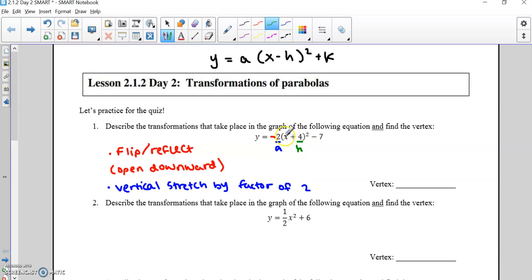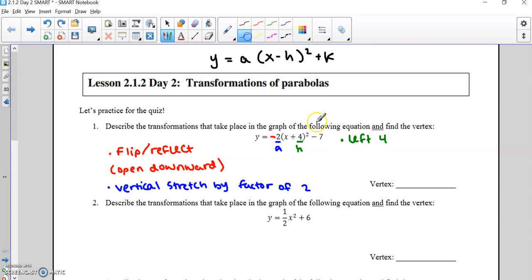So we know that if our H is a positive, if there's a plus here, we're moving left, and if it's a minus, we're moving right. So that tells us that we are moving to the left 4. Left 4.